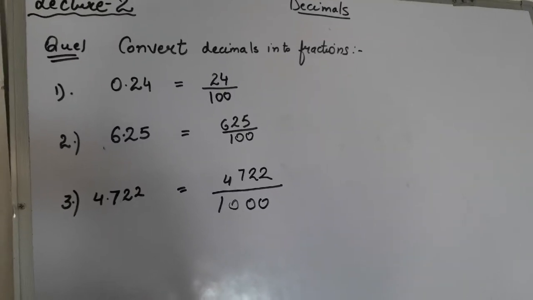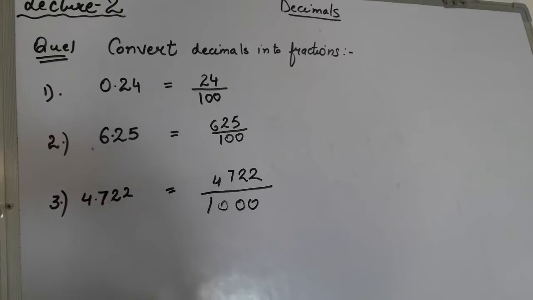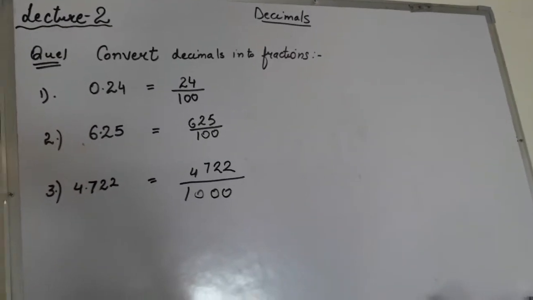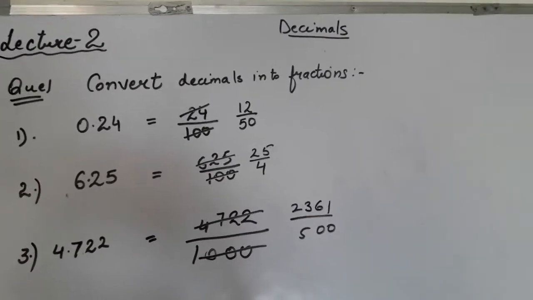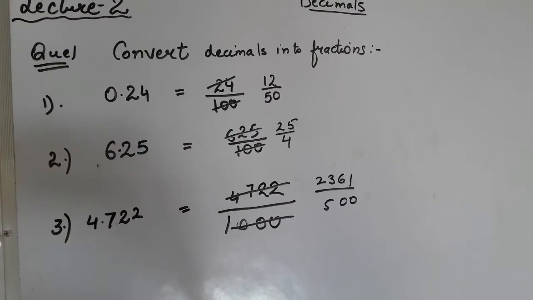If the question is like this, that you have to convert the fractions into the simplest form, then how can you do it? You can do the cancellations. You can simply cancel the numerators and denominators that fall in the same table, and in this way you get the simplest form.